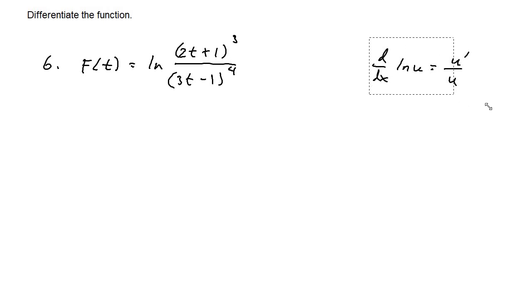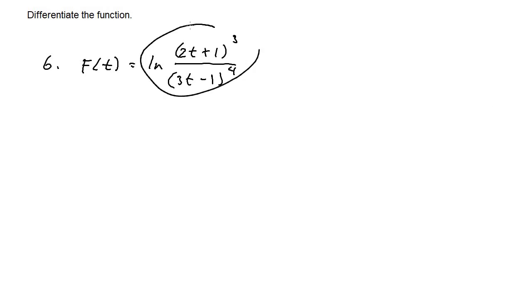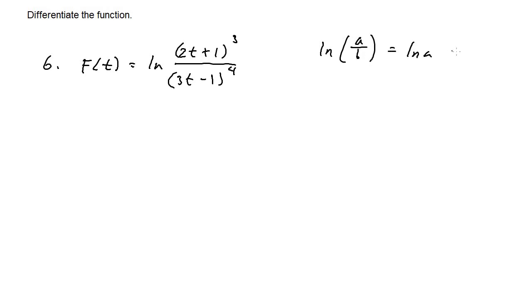So the easier way is going to be using properties of logs to actually split this up. Now, if you have the natural log of some term a over another term b, you can go ahead and split this up into ln of a minus ln of b. So the same exact thing works here. We can go ahead and split this up into ln of the top function, so 2t plus 1 cubed, and then minus ln of 3t minus 1 to the 4th.